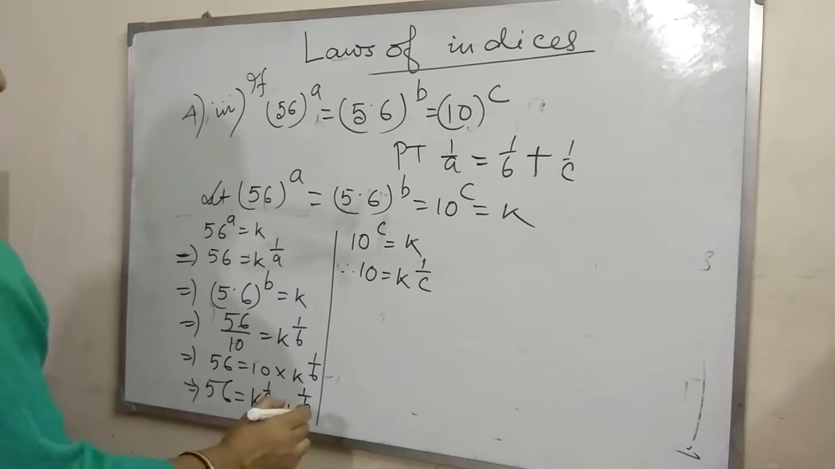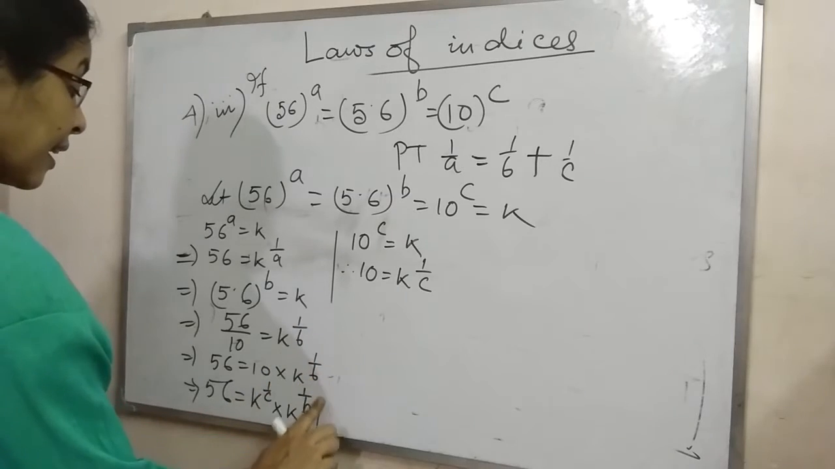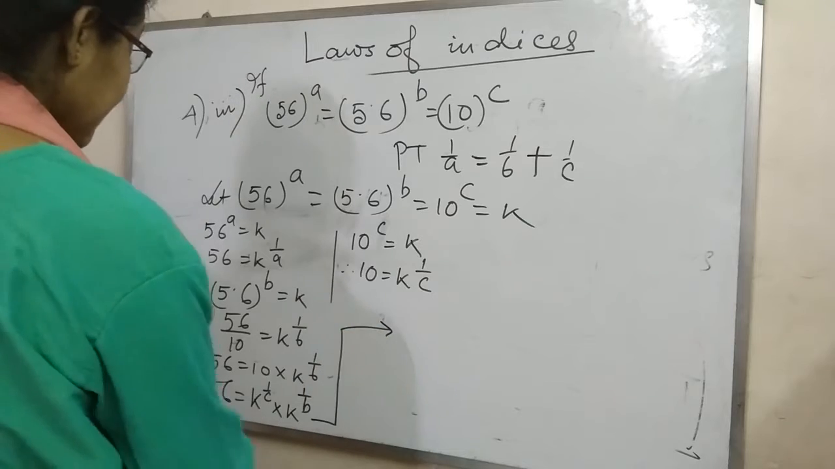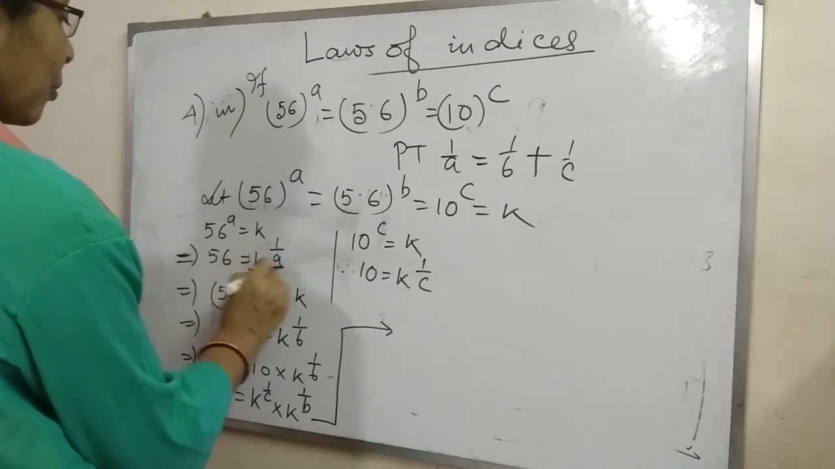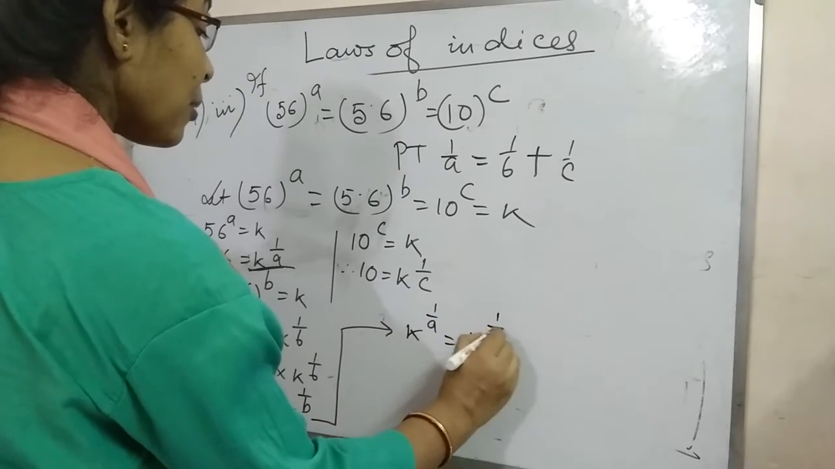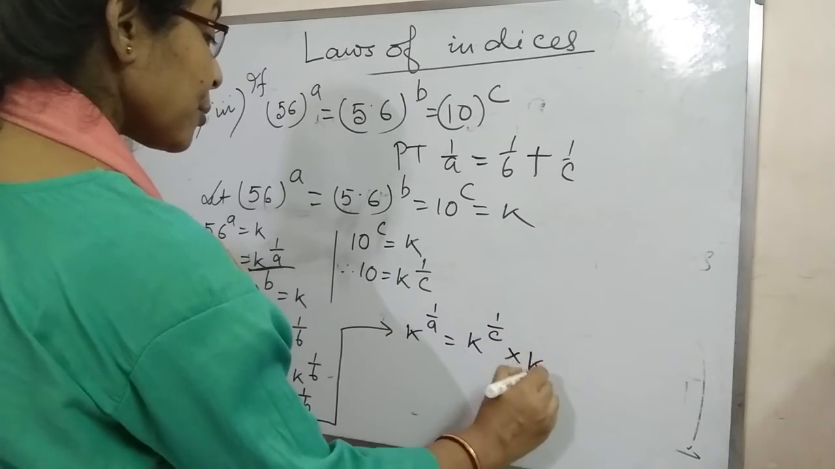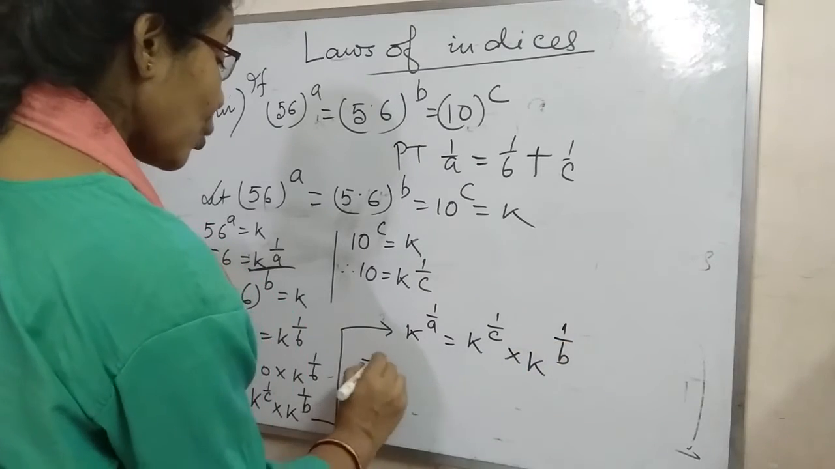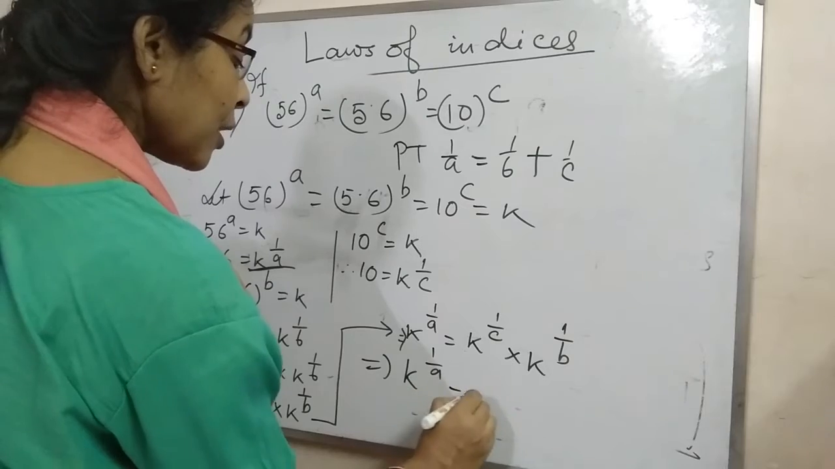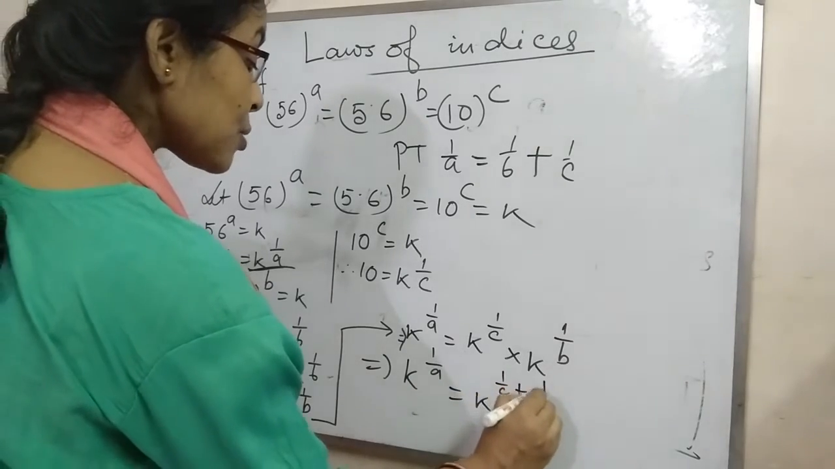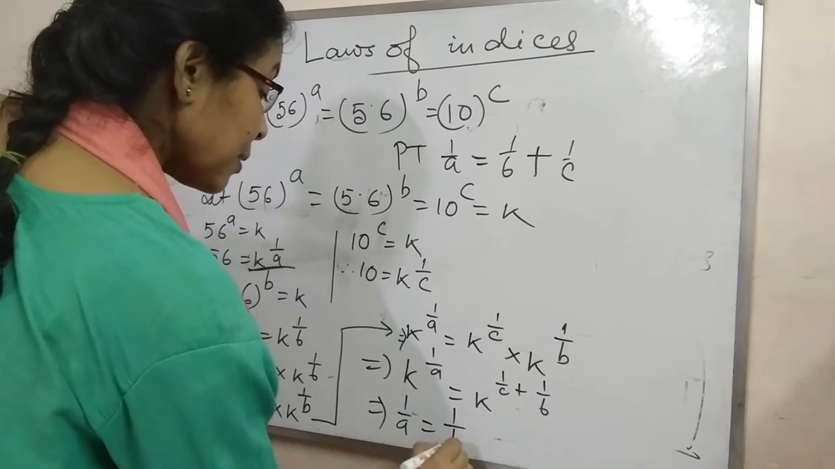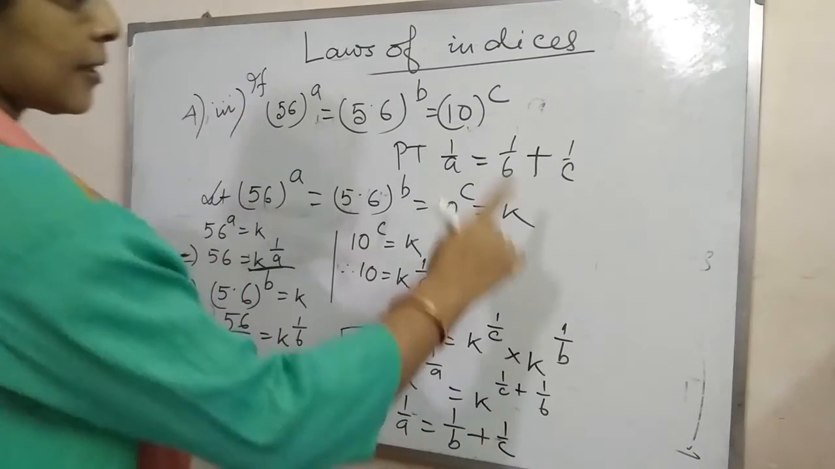And for 56 I can write k to the power 1 by a, that is k to the power 1 by a equals k to the power 1 by c into k to the power 1 by b. So I can write k to the power 1 by a equals k to the power 1 by c plus 1 by b. So 1 by a equals 1 by b plus 1 by c, and the answer is coming.